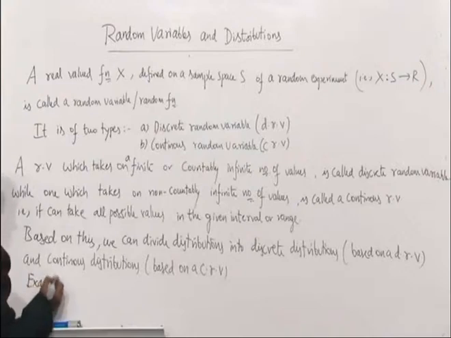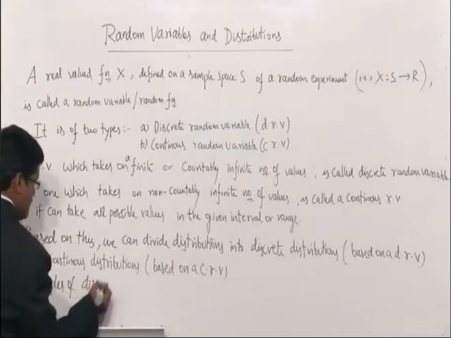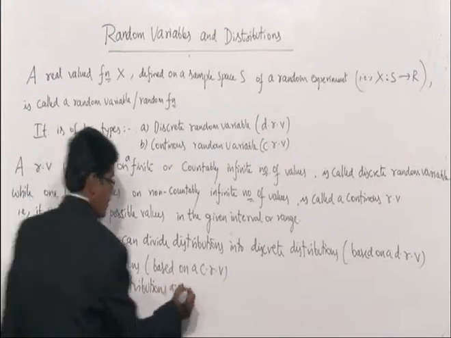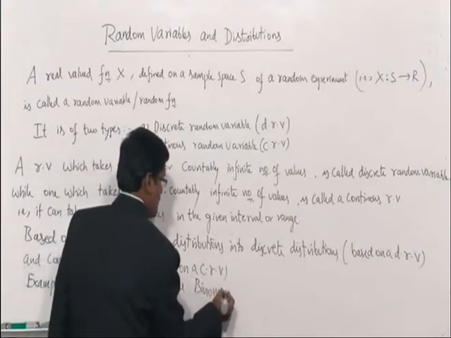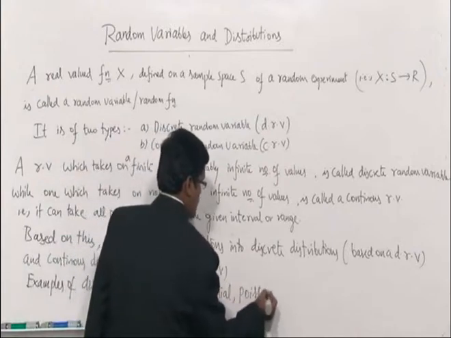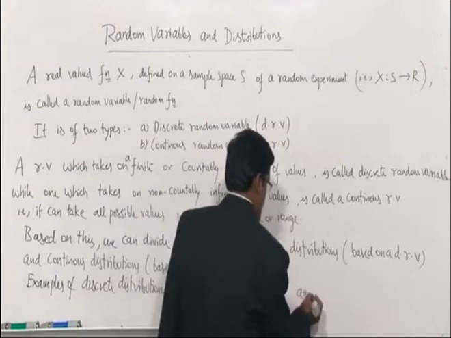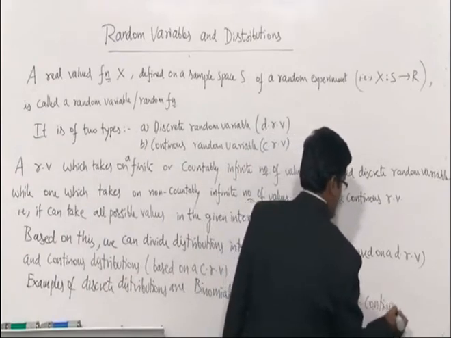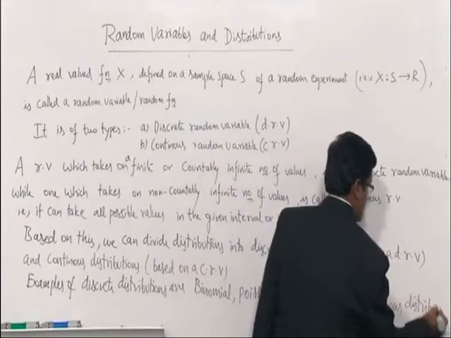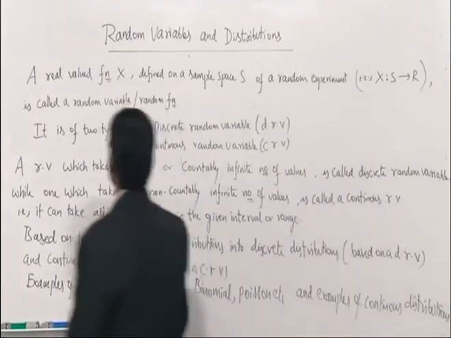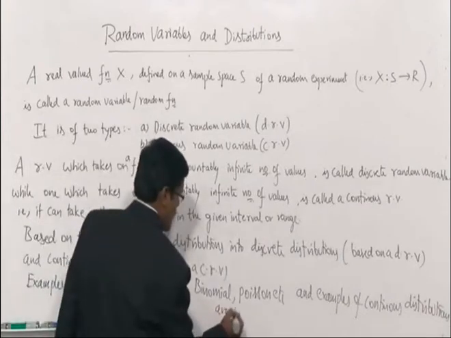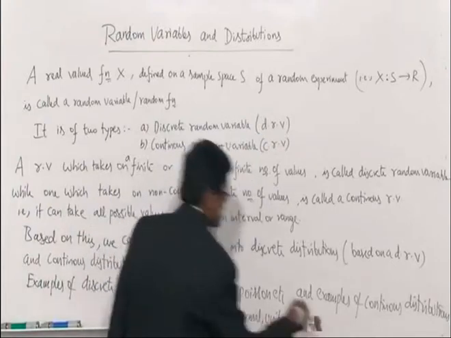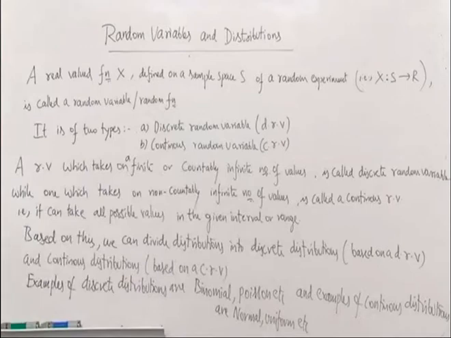Examples of discrete distributions are binomial, Poisson, etc. And examples of continuous distributions are normal, uniform, etc. Just introduction only this.